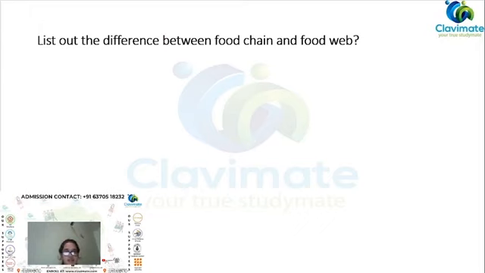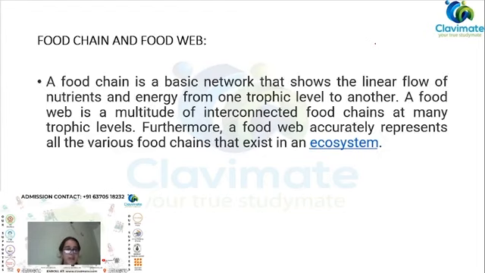List out the difference between food chain and food web. We have all heard the terms food chain and food web, but there is a slight difference between what they actually mean. A food chain shows the linear flow of nutrients and energy from one trophic level to another. A food web is a multitude of interconnected food chains. Suppose there is one food chain and there are several food chains, all those are interconnected to form a food web.